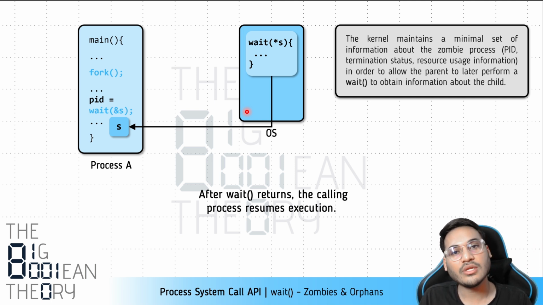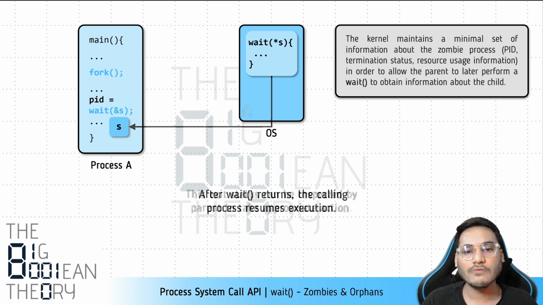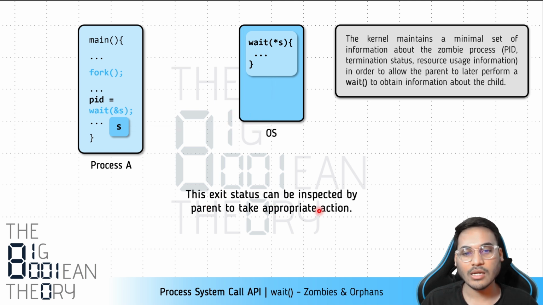If a child terminates before its parent calls wait, it will be terminated and all of its resources will be released. Only its PCB will be kept in the system as long as the parent does not call wait. In the PCB, there is some information about the exit status, and once the parent collects that, that PCB is also cleared. The zombie process is then completely cleared, right? So this is how all of it works. The exit status can be inspected by the parent to take appropriate action. So this is the whole point of the zombie process.